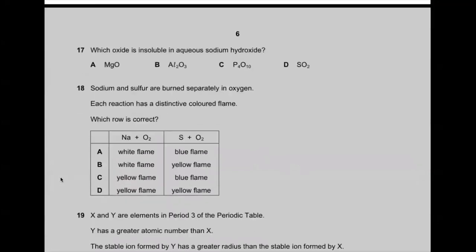Okay. Now, MCQ number 17. Which oxide is insoluble in aqueous sodium hydroxide? Okay. So these are acidic, so they do react with the sodium hydroxide and dissolve. Aluminum oxide is amphoteric, so it also reacts with sodium hydroxide and will also dissolve. So we are left with only option A. So A is the correct answer because it's basic. Two basic oxides won't react with each other, and as a result, group 1 oxides are highly soluble. So magnesium oxide precipitates out. Just give me a minute.